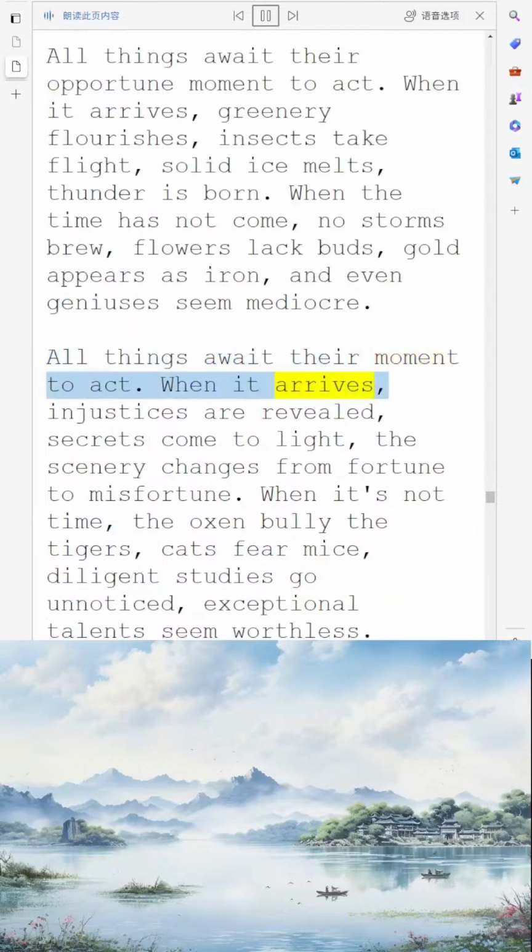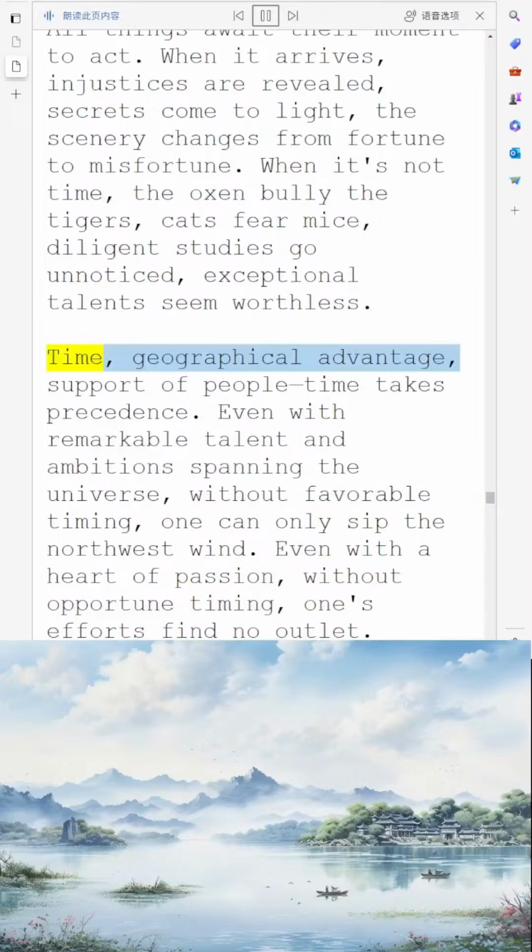When it arrives, injustices are revealed, secrets come to light. The scenery changes from fortune to misfortune. When it's not time, the oxen bully the tigers, cats fear mice, diligent studies go unnoticed, exceptional talents seem worthless. Time, geographical advantage, supportive people, time takes precedence.